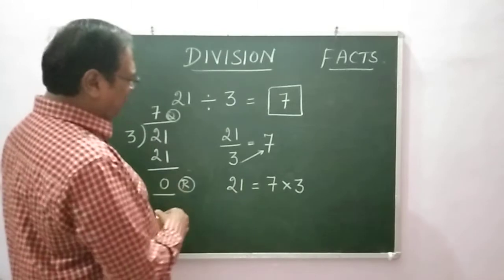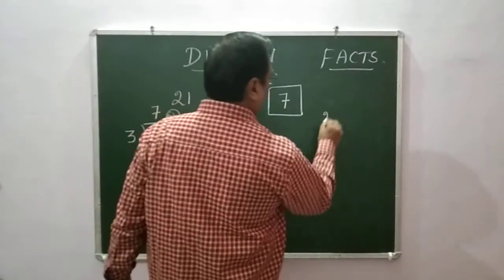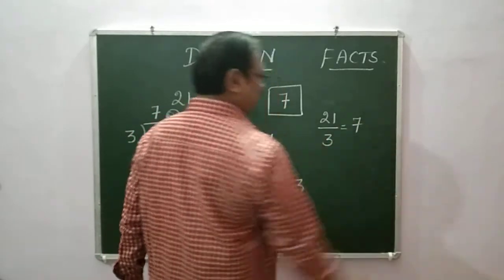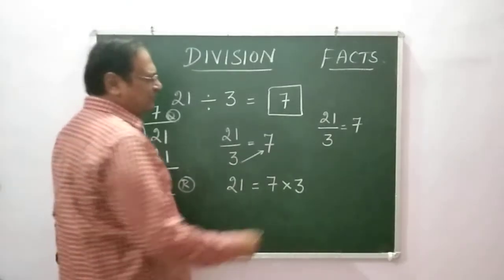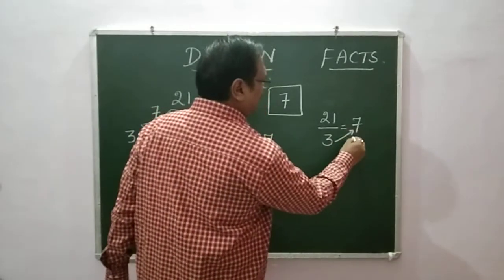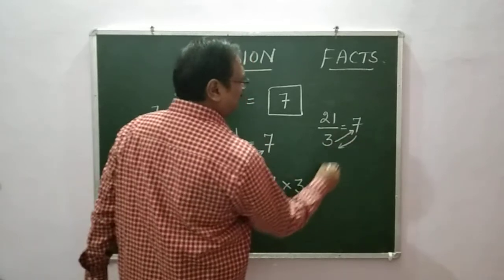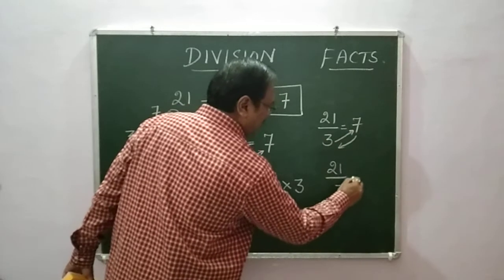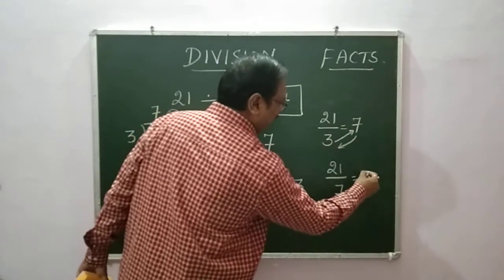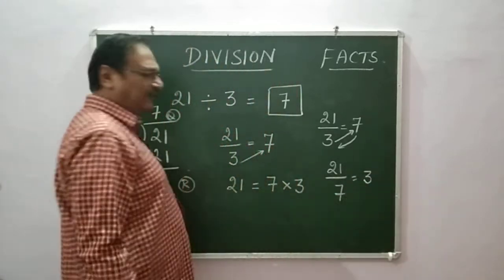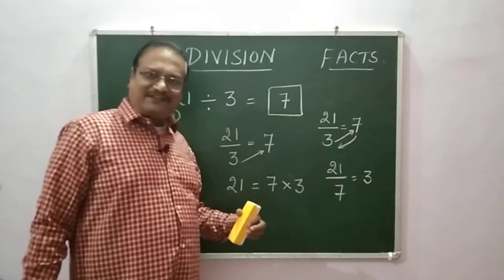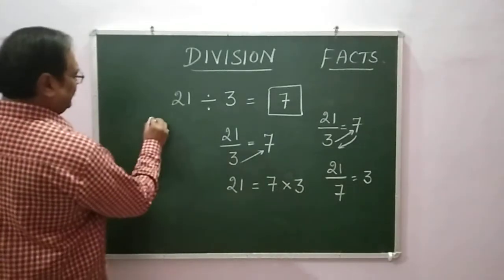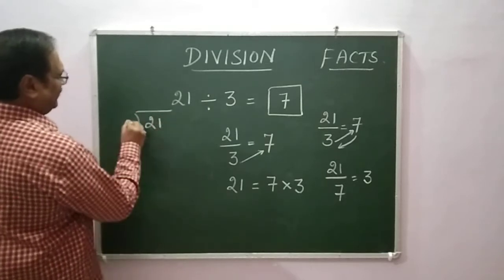Now I also can do one thing. 21 divided by 3 is equal to 7. Can I change now? See, I will take this 3 up here and bring 7 down here. 21 divided by 7 comes down and 3 goes to the other side of the equal sign. So 3. Am I right? Yes, I can check it. I will check it one more time. That is 21 divided by 7.